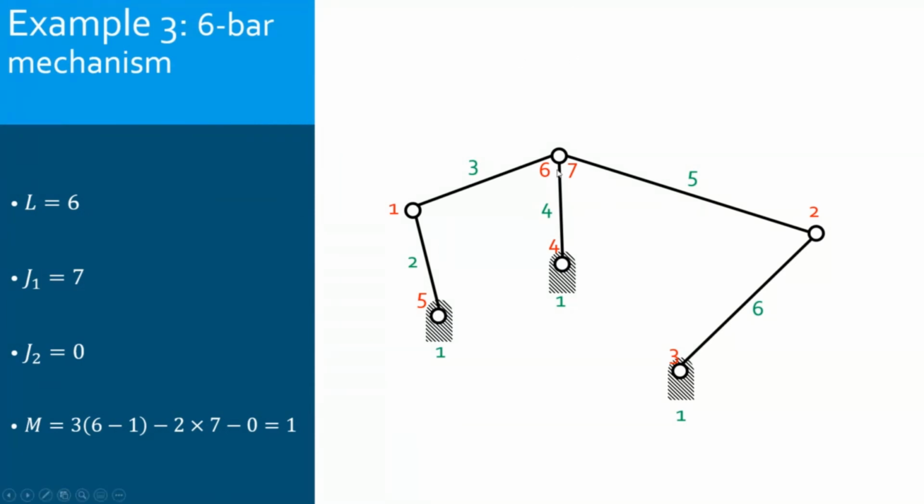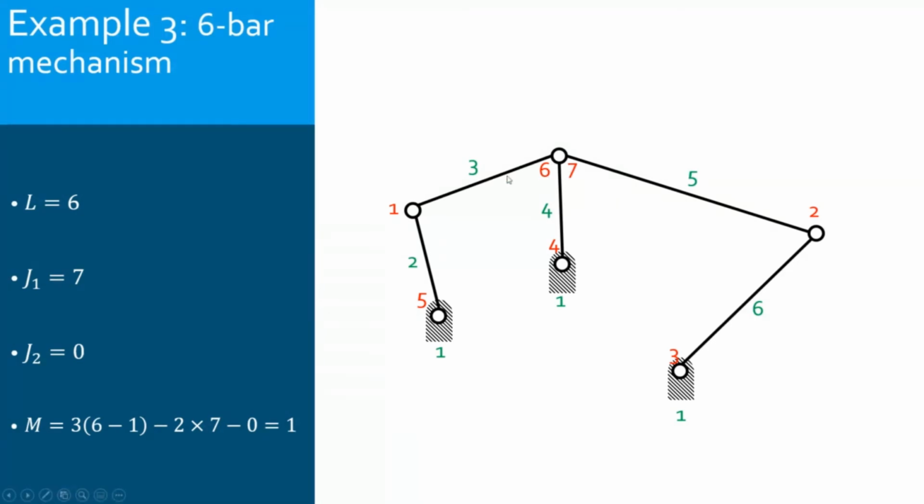Now I have this one, the 6th pin joint. This one connects 3, 4, and 5. It connects 3 links. So this is a joint of order 2. So I will count the pairs considering their order. So if it is order 2, I need to count it twice. If it is order 3, I will count it 3 times, and so on.